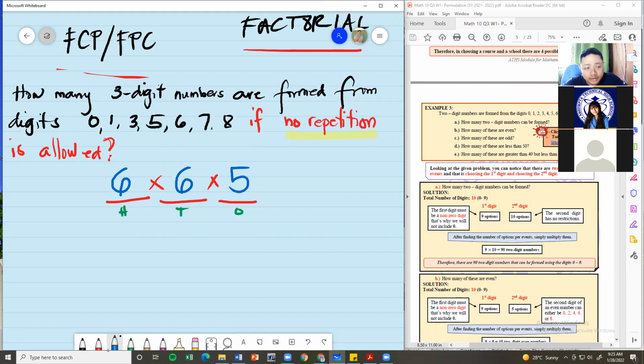Why? Because assuming ginamit na si 8 sa hundredths, ginamit na si 7 sa tens, we only have 5 remaining digits for the ones. That's just one of the many outcomes. Okay? So now you know where that 5 came from. Now, having known this, how many 3-digit numbers can be formed if no repetition is allowed? Type your answer in the chat box.